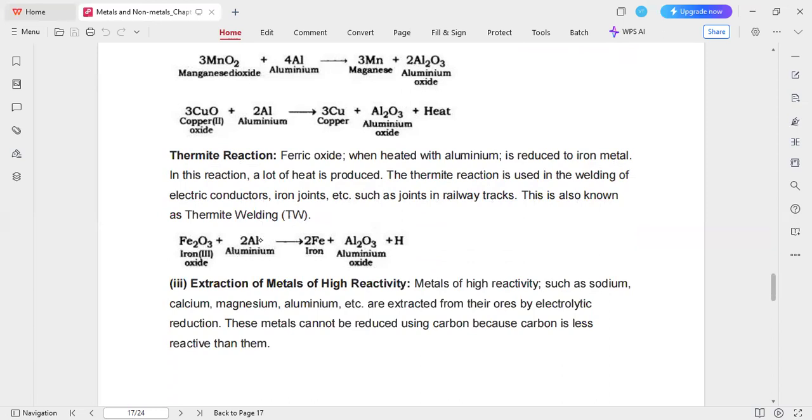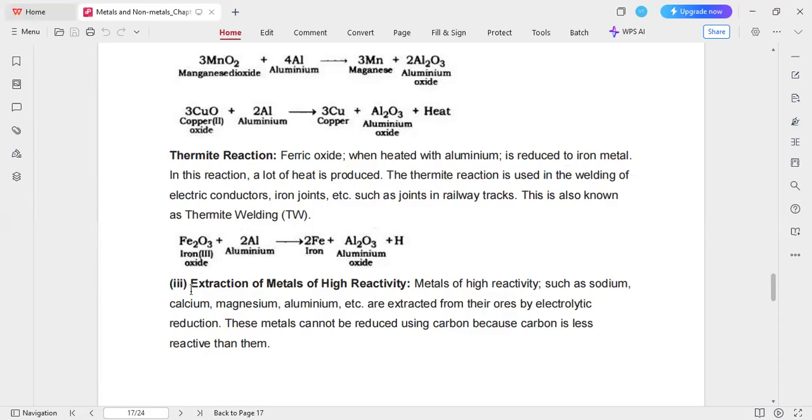Fe2O3, that is the rust, reacts with aluminum powder, gives you what? 2Fe in the liquid state plus Al2O3 plus heat. Yes or no? This reaction is called the thermite reaction. It is also used in welding of railway tracks. See what happens: after this reaction, we get molten iron, so that will occupy the gaps and all cracks.